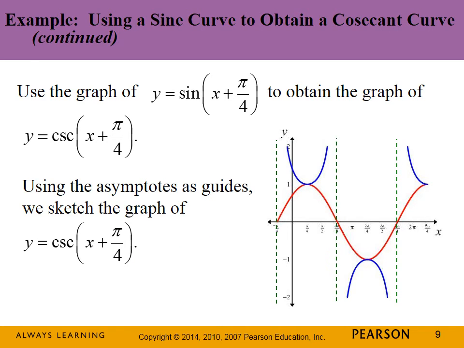And we end up with a graph that looks like this. So in red, you have the graph of your sine function, and in blue, you have the graph of your cosecant function.